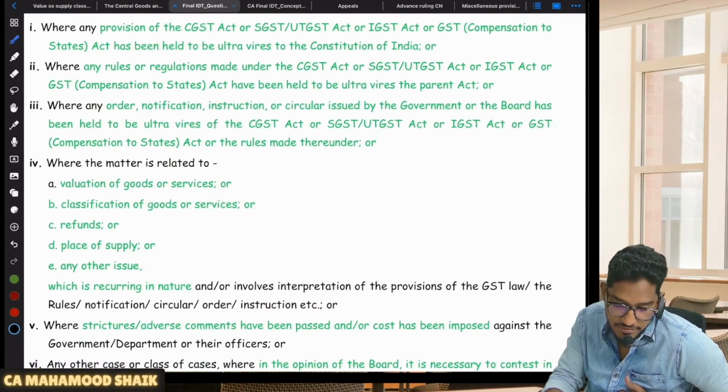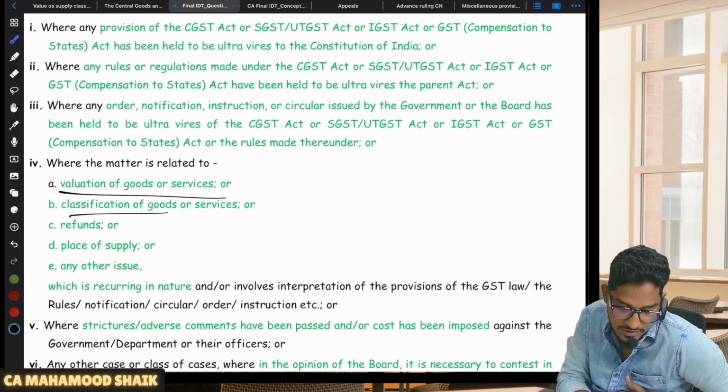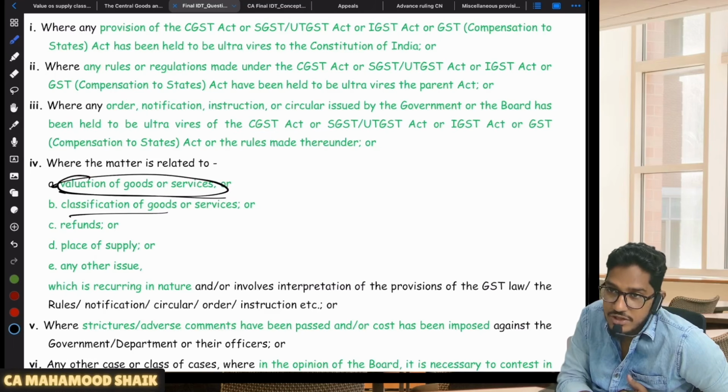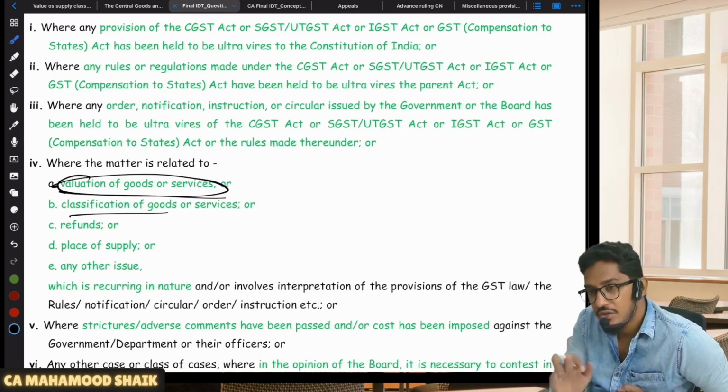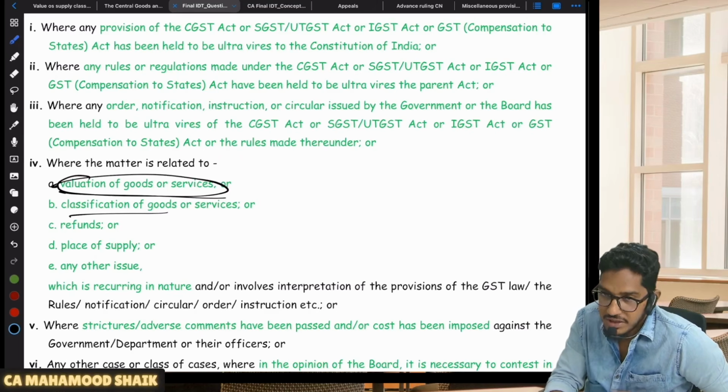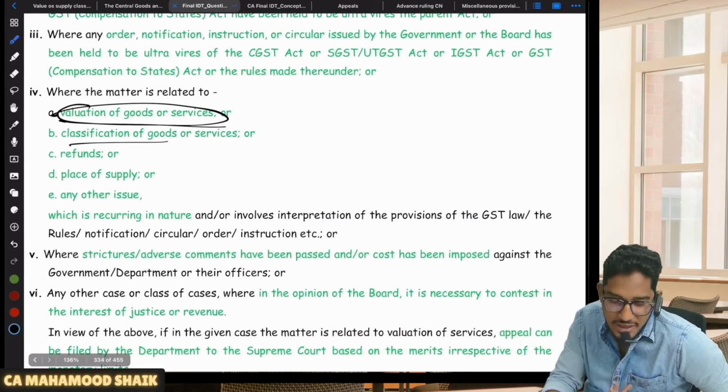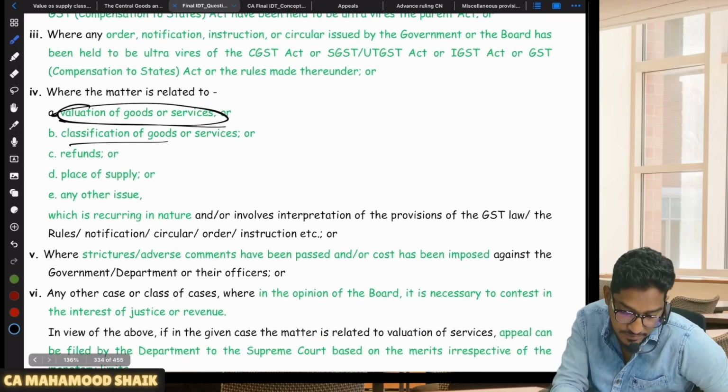There are certain issues where they have told valuation of goods or services, classification of goods or services. So now they are saying valuation. They wanted to go for valuation, assuming that it is having a recurring effect. They can go for appeal. In that case, they can overcome that limit and they can go for appeal. But there should be an assumption. It should be of recurring nature. Next.